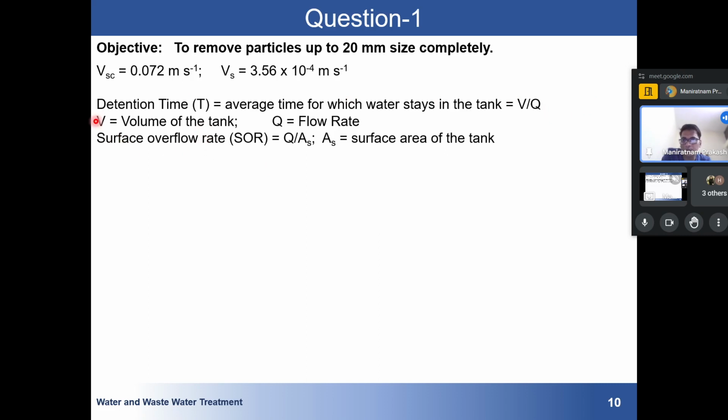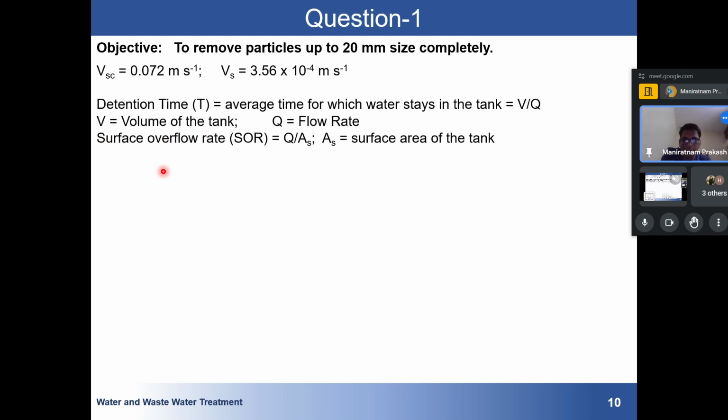There is one term defined as surface overflow rate, that is SOR, and it is given by the flow rate at which the water is coming divided by the surface area of the tank. A tank will have some length, some width, and some height, and the length and the width correspond to the surface area of the tank. So from there I can calculate what the SOR will be.